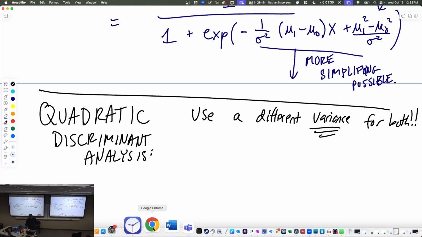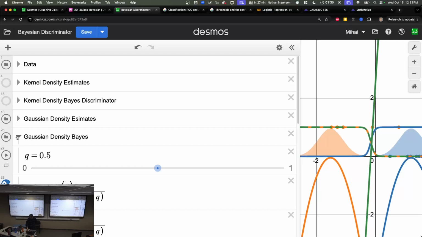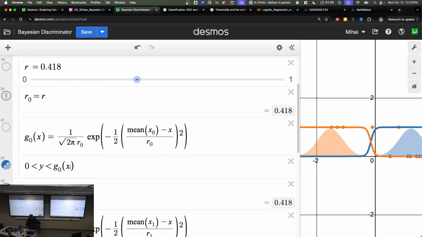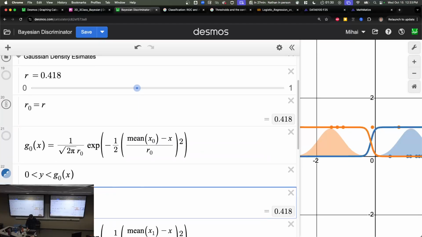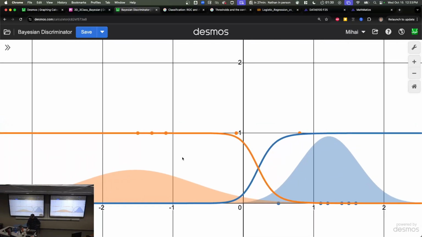Let me show you what that looks like. I'm just going to go in here. So let me turn off this whole log likelihood thing. And I'm just going to use a different R for each of them. So here I have R1, and right now they're both equal. So R0 and R1 are equal. But let's make R1 twice as much. So the orange points are more spread out than the blue points. So the peak for the orange is spread out, and the blue is more concentrated.